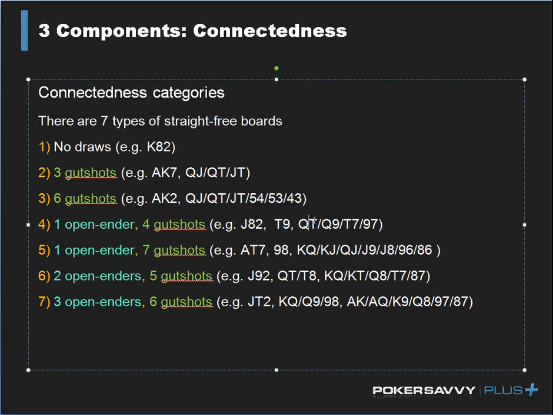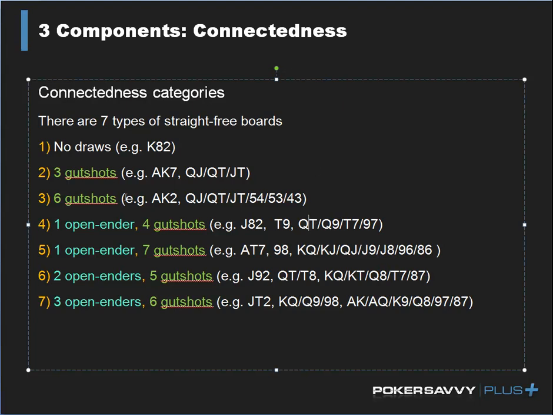I'm not going to do this with all of them. Some of them are more complicated than that, obviously. But I guess the message here is to realize that these board textures are not only defined by what the one open-ender possibilities are, but by what wrap possibilities the combination of the open-ender and gut shot create.